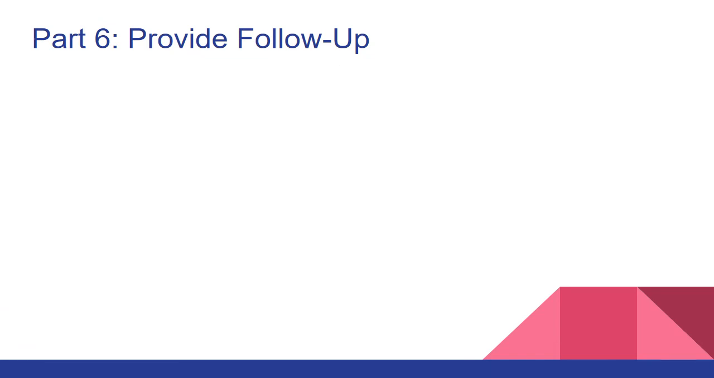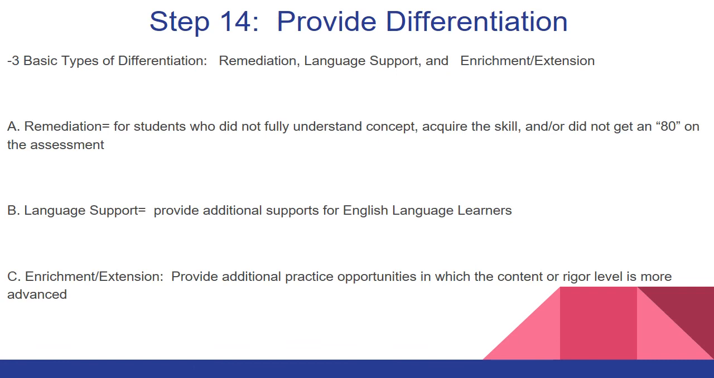Now we're on part 6, providing follow-up. So step 14 of the lesson planning and lesson delivery cycle is to provide differentiation. There's 3 different types of differentiation: remediation, language support, and enrichment or extension. The first type is called remediation.